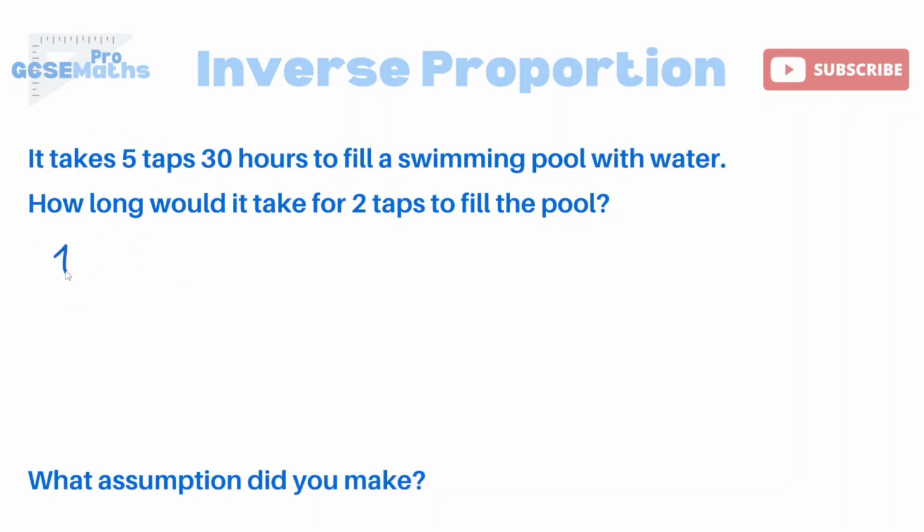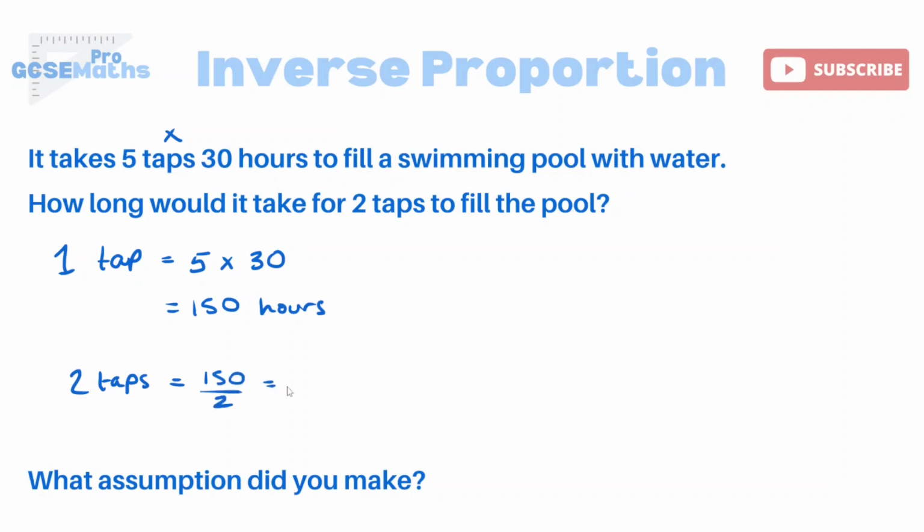So I want to do first to find out how long it would take if I had only 1 tap to fill the pool, and that's when we do our multiplying. Remember we said in the previous one, 5 taps would take 30 hours, so 5 times 30 gives me 150 hours. So if I only had 1 tap, it would take 150 hours. I actually have 2 taps though, so then I can do 150 divided by 2, which gives me 75 hours.